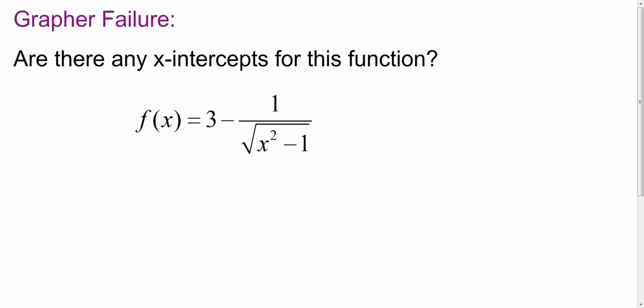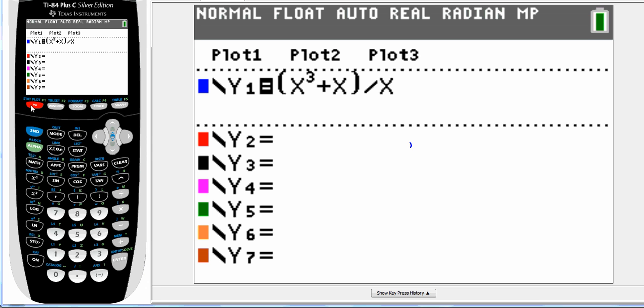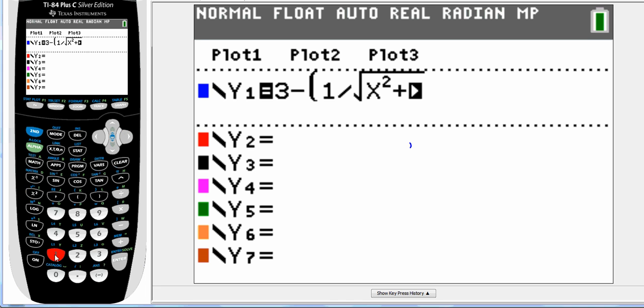And let's look at a couple of other situations that sometimes happen. This is asking you, are there any x-intercepts for the function? Remember, an x-intercept is where it crosses the x-axis. So I am going to stick this one in and decide whether I think it crosses the x-axis or not. Okay, so 3 minus 1 over, I have to try to remember this function now. 3 minus 1 divided by the square root of x squared plus 1, is that what it was? Minus 1. All right. Close that and graph.